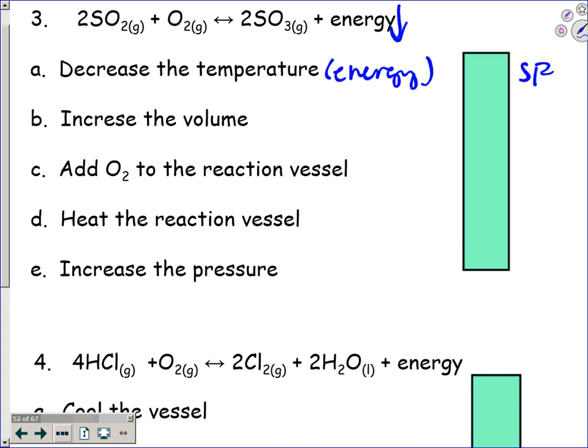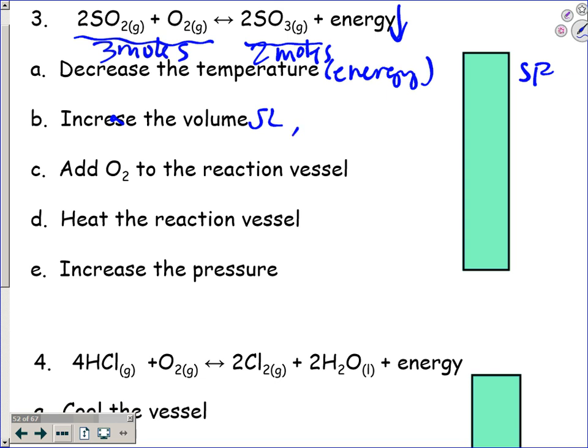Emily's table, increasing the volume. Shift left. Okay, so tell me your thought process here. 3 moles on the left side. So 3 moles, and remember we have to talk about gases because those are the gases that take up the space. So 3 moles of gas versus 2 moles of gas.